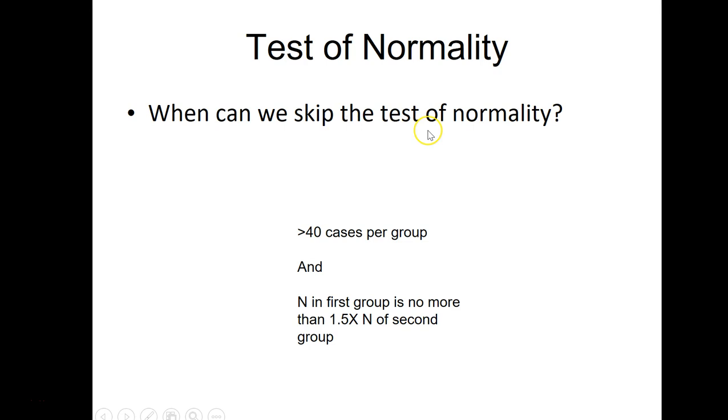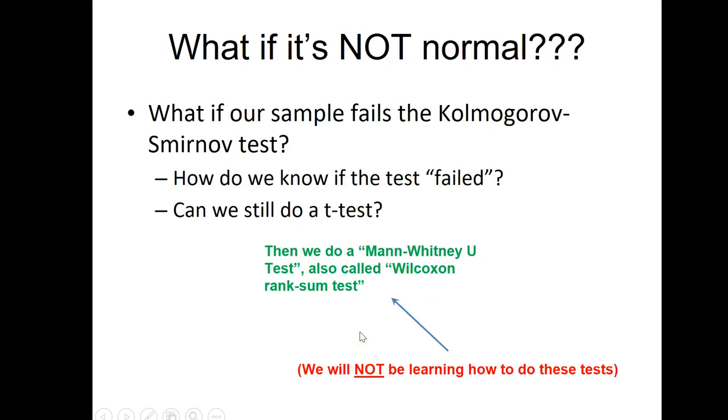When can we skip the Kolmogorov-Smirnov test? As I mentioned, if there are more than 40 cases per group, we can usually assume it's already normal. And if the 2 groups are more or less the same size. What does more or less the same size mean? Well, one of them isn't more than 1.5 times bigger than the second.